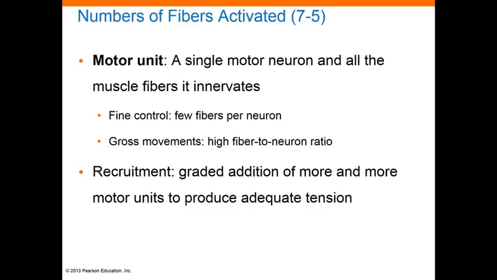So you have lots and lots of neurons involved in fine motor control. But for gross movements, like picking up your textbook, you're going to have a very high fiber to neuron ratio, where you have lots of fibers that will be controlled by just one neuron. You see the difference between writing with your pen or lifting an entire book. Writing with your pen is a fine motor control, and so you're going to have very few fibers per neuron.